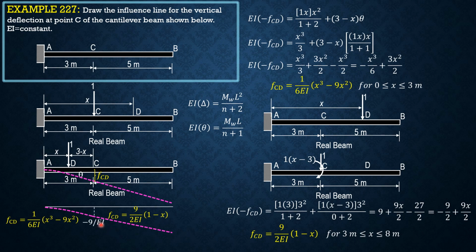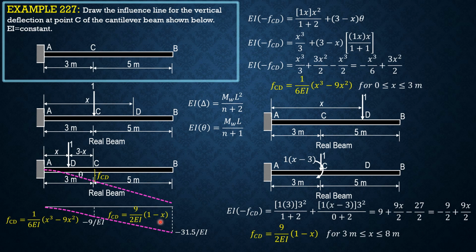So this is negative 9 over EI, 3 cubed, 27 minus 9 times 3 squared, 81. So 27 minus 81 is negative 54 divided by 6, so negative 9 over EI. And here, negative 31.5 over EI. So that's it.